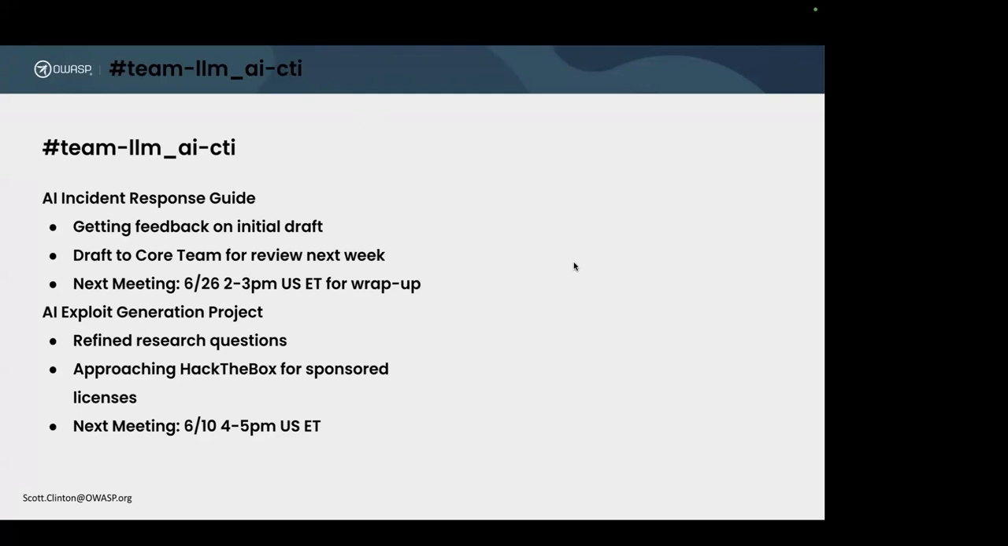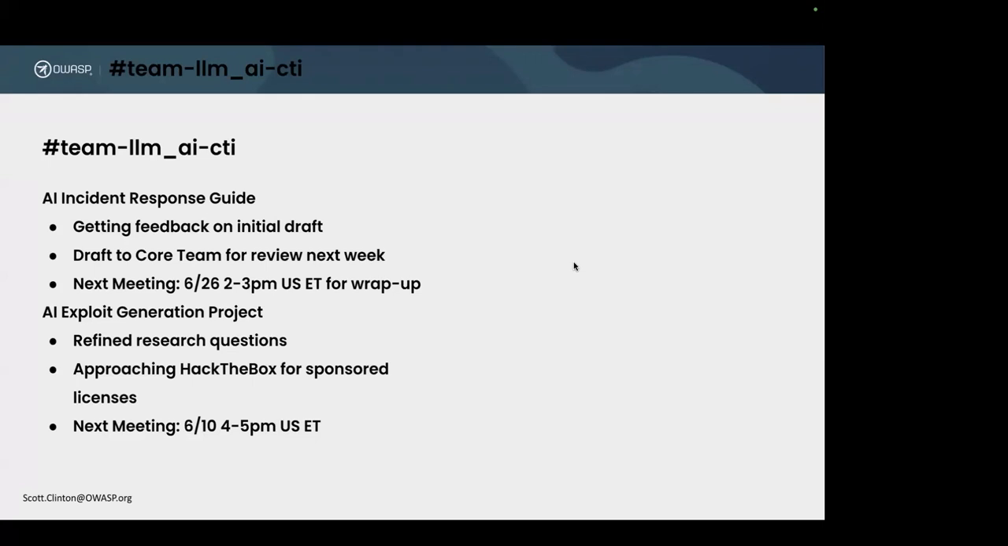So, an update from the CTI initiative really fast. The AI incident response guide, as noted earlier, we're getting feedback on the initial draft currently, hopefully having the draft to the core team for review next week. It's about 70 pages now. I really want to thank all the volunteers who worked on this. I feel like it's fairly comprehensive. Some sections probably need a little more build out, but I'm really glad it turned out like it did. Many thanks to about a dozen or so people who contributed.